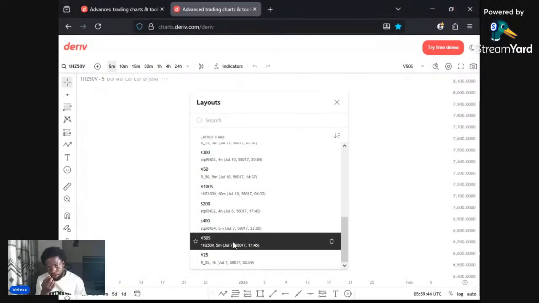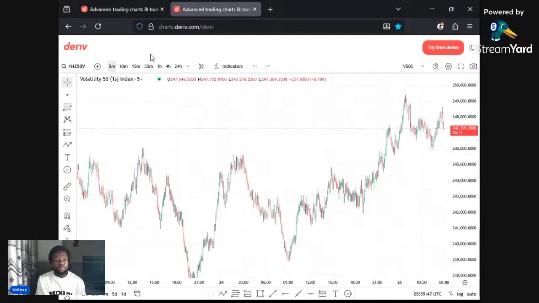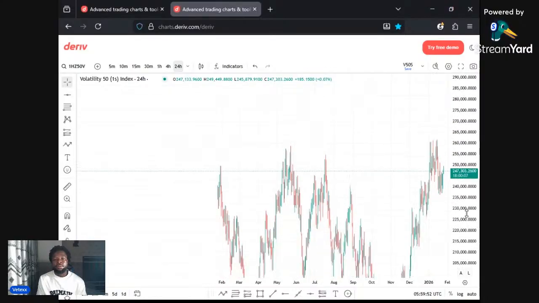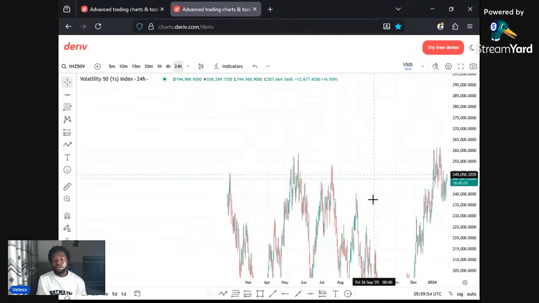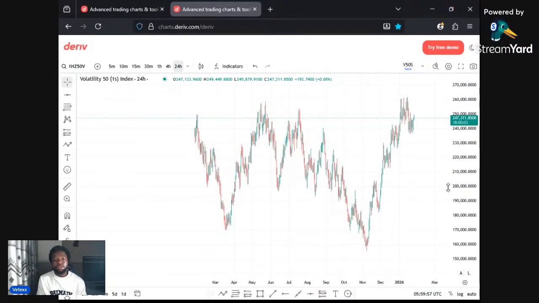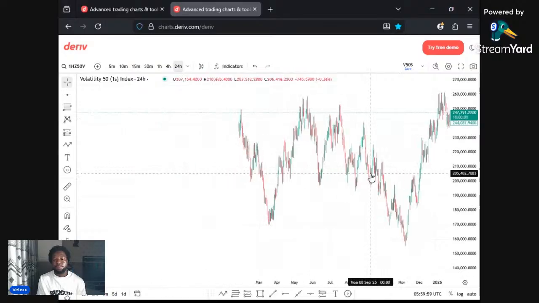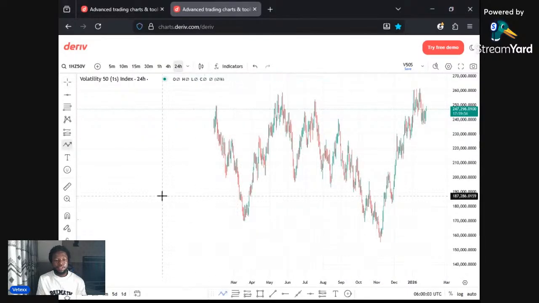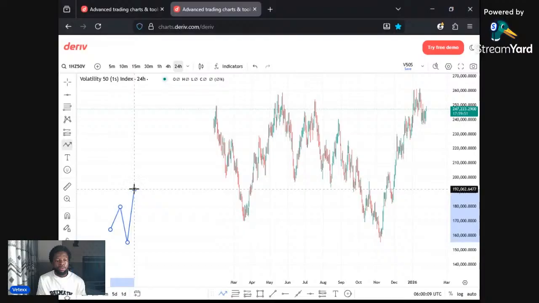Let's check the next pair, which is V51 index. Okay, starting from the weekly time frame, V51 index just matched its target on the weekly time frame. It has something like this for the past how many days? It has been bullish for the past how many days? This is what it had some weeks ago. We have this.